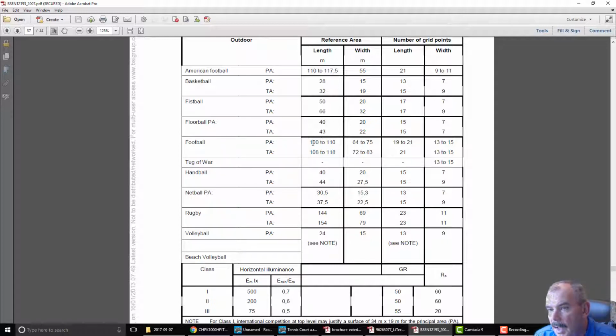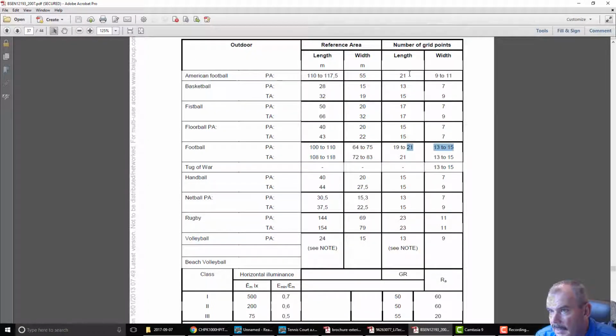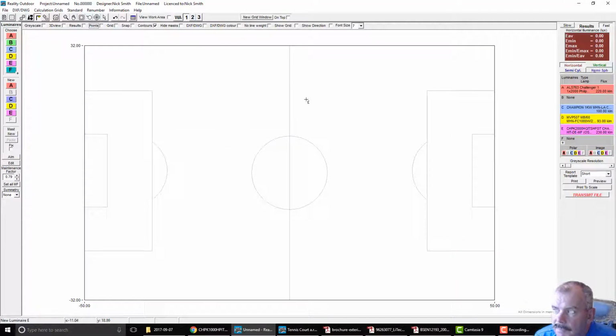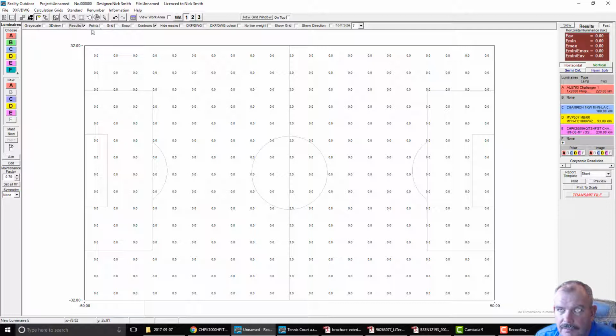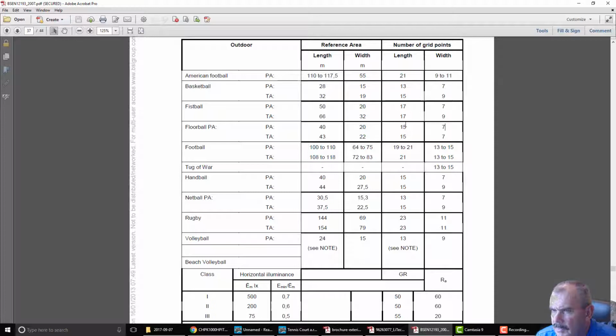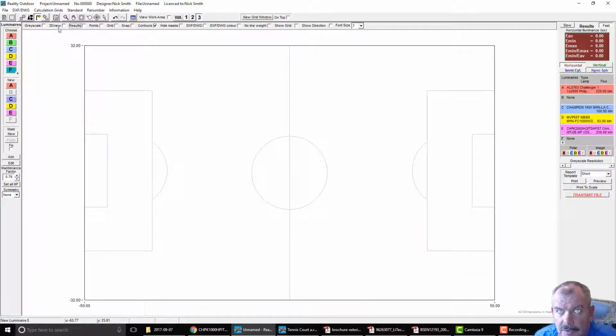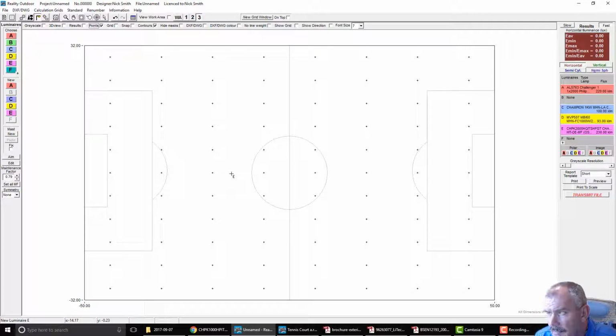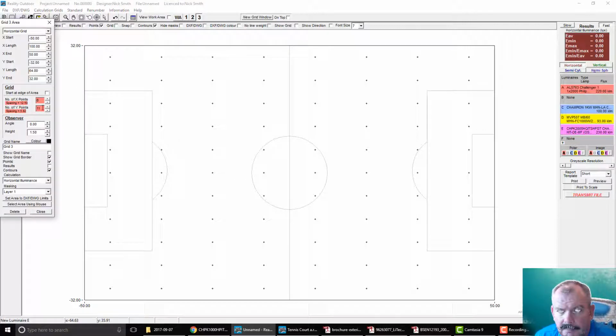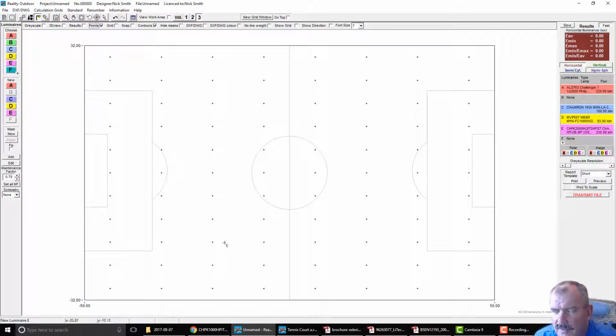So for football, it's telling you the dimension of the playing area and what the grid spacing should be along the length and across the width. Now, I have always been of the opinion that the more calculation points you've got on an area, the better. I think this uses the 12193 arrangement where I used 21 by 15 points. Yes, I did. So the alternative to that is the FA use an 8 by 11 grid, which, if I'm honest about it, I don't think there's enough points there.